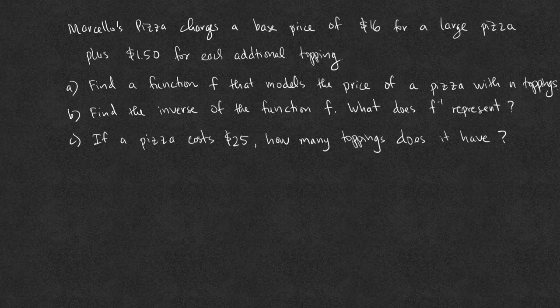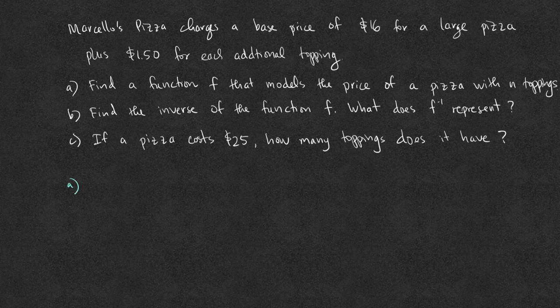Marcella's Pizza charges a base price of $16 for a large pizza, plus $1.50 for each additional topping. Find a function f that models the price of a pizza with n toppings. Find the inverse of the function f. What does f inverse represent? If a pizza costs $25, how many toppings does it have?